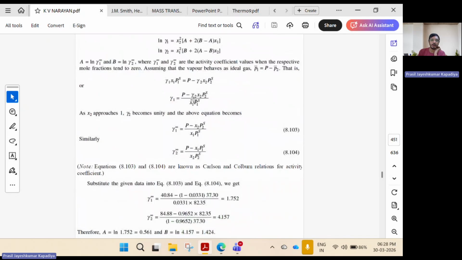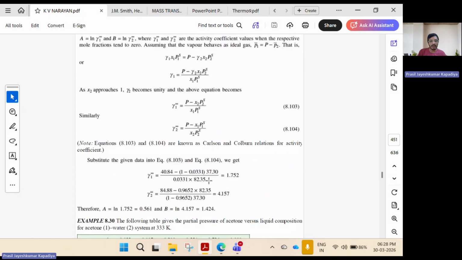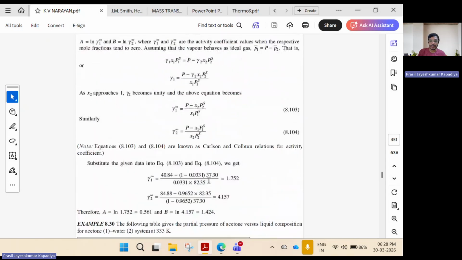and similarly we can have an equation when we make gamma 2 the subject, and we know that when x2 is tending to 1, gamma 2 is tending to 1, and when x2 is tending to 0, that is x1 is tending to 1, gamma 1 is tending to 1. So that is what is taken here. So gamma 1 infinite is equal to this when x1 tends to 0, x2 tends to 1. And then we have just put the values and we have found the constants A and B.